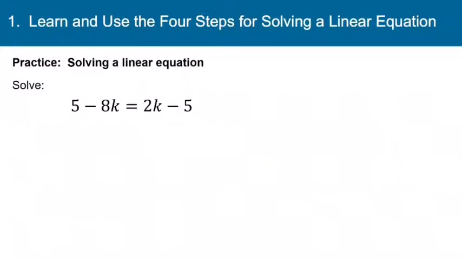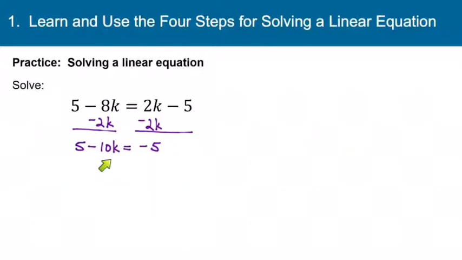Now I think it will be a good idea for us to go through this one again, because I want you to see what happens if you decide to eliminate the 2k first instead of eliminating the negative 8k first. So this time when we go through it, let's start by subtracting 2k from both sides. On the left side, we'll get 5 minus 10k. And on the right side, the 2k and the minus 2k will add up to 0, and we'll just get negative 5.